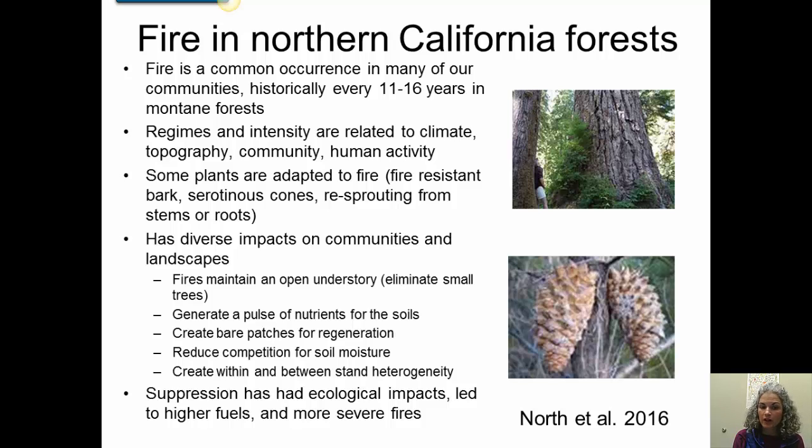As I mentioned before, fire suppression has had a pretty big impact on our fire return interval. So it's increased, and that's had a lot of ecological impacts. We're starting to see the flora change as a result of the lengthened fire return interval. It's also led to higher fuels on the ground and more severe fires when they do burn.